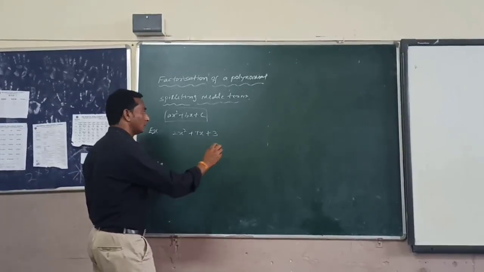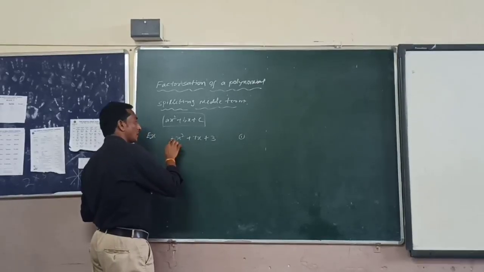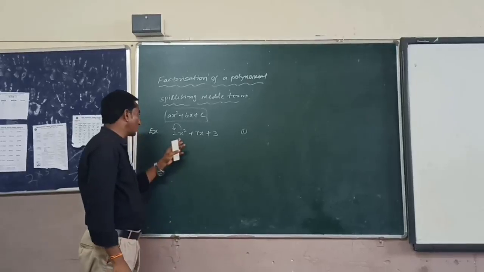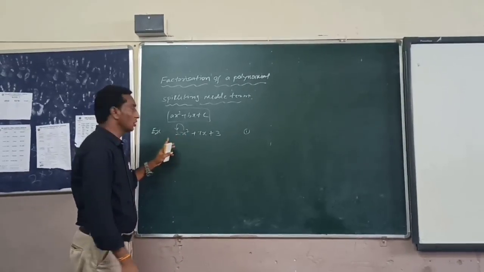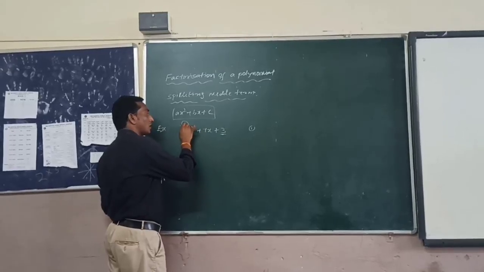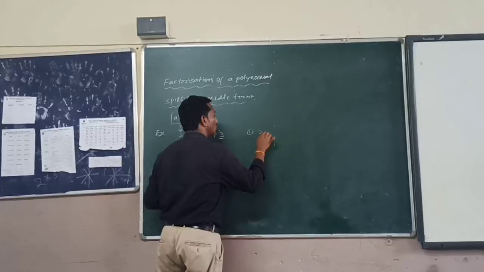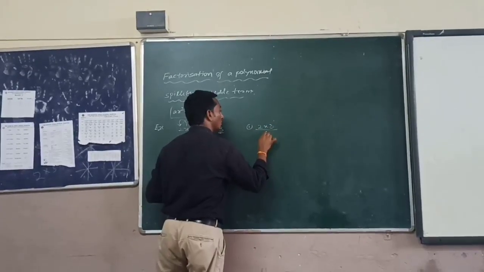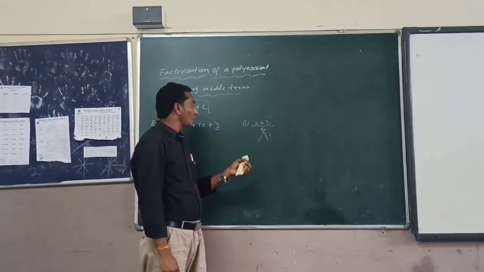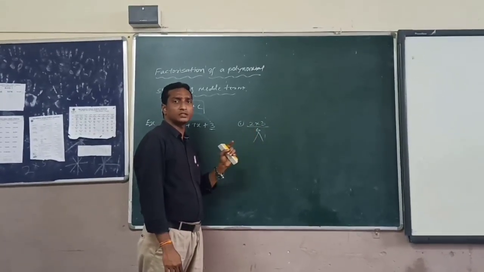The first step: multiply the coefficient of x square and the constant term. What is the coefficient of x square? 2. What is the constant term? 3. So the product of the constant and the coefficient of x square is 2 into 3, which is equal to 6.